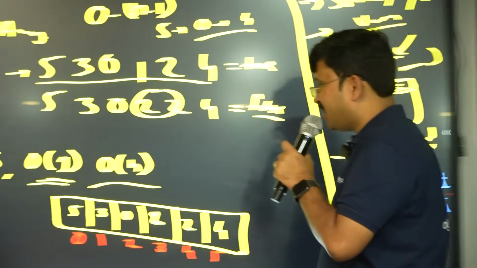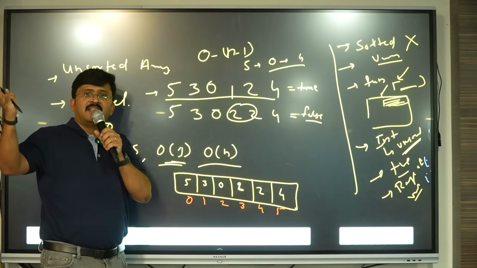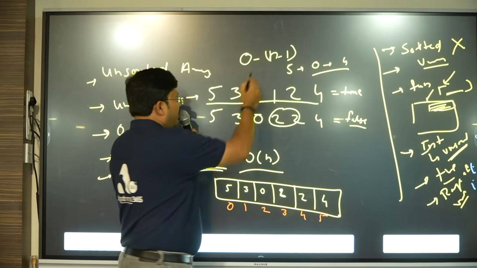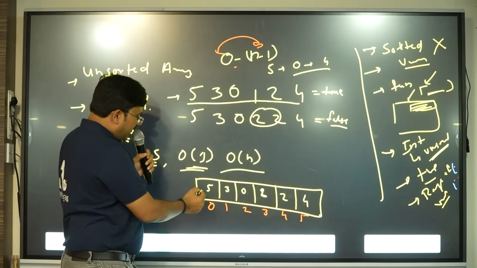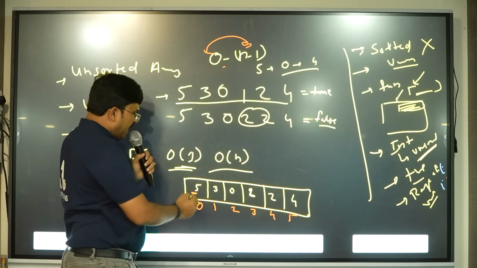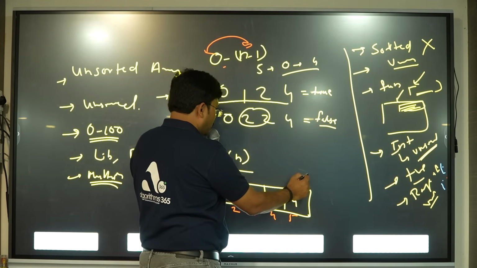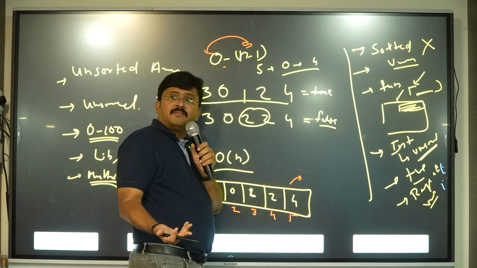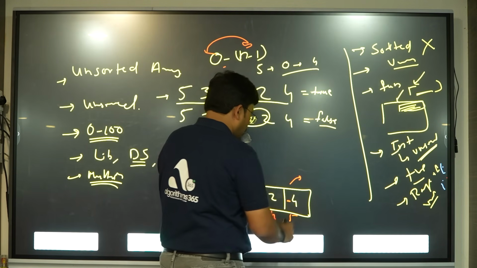Thanks for trying. Let's understand the algorithm. Since we can modify the array, since these are only positive numbers, and since those values are between 0 to n minus 1, I will read the value of this element, and I will go to the fifth index and convert this positive number to a negative number. How? By multiplying with minus 1, so this becomes minus 4.